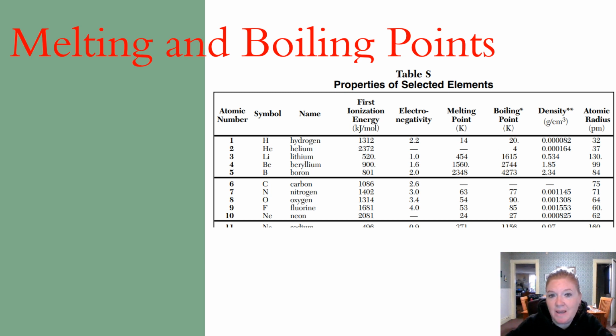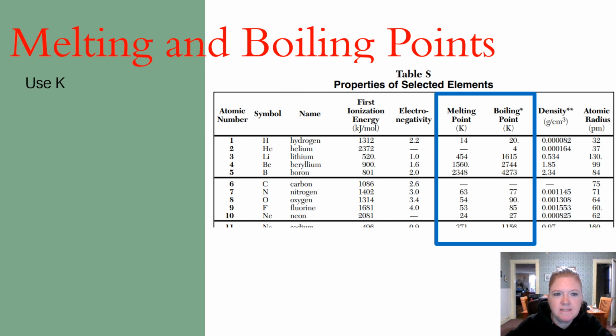Okay, now let's look at melting and boiling points. So again, these values are on table S. Notice that we use Kelvin, and again, we use Kelvin so we don't have to worry about negatives. It's real simple conversion from Celsius to Kelvin. You just add 273. Melting, remember, is going from a solid to a liquid, so it's at that temperature. So if you heat up something to the melting point, the transition is going to begin from solid to liquid, and it will remain at that temperature until that change is complete.